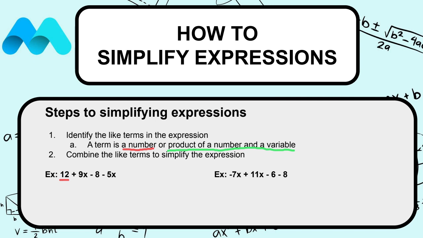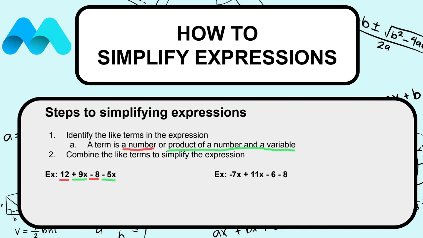Then we have plus 9x. There's a number there, 9, but also the variable x. That's the product of a number and a variable, so I'm going to underline that green, plus 9x. I have to underline the sign along with it too, so I don't forget that the 9x is positive. Then we have minus 8. That's just a number, but same thing: I need to underline the sign along with it, so I know it's a negative 8. That's super important. And then we have minus 5x. That would be the product of a number and a variable, so we're going to underline that green.